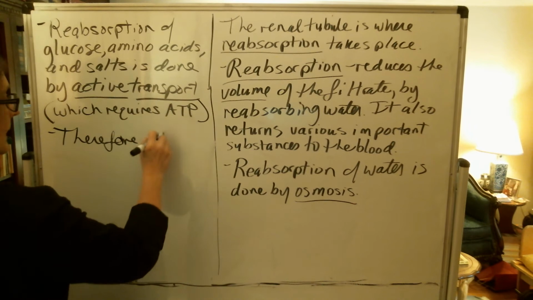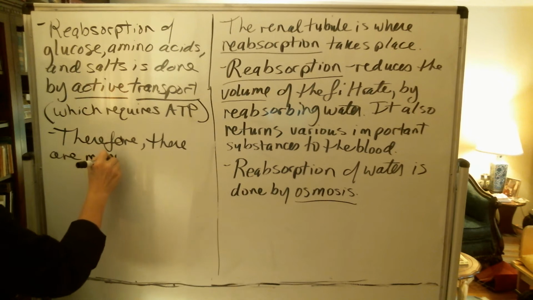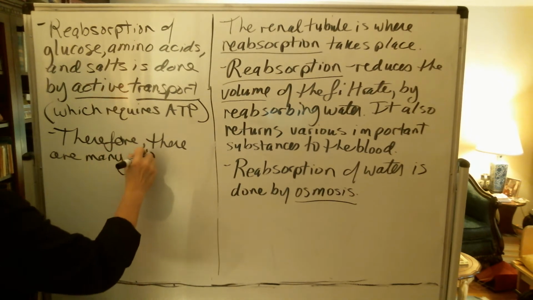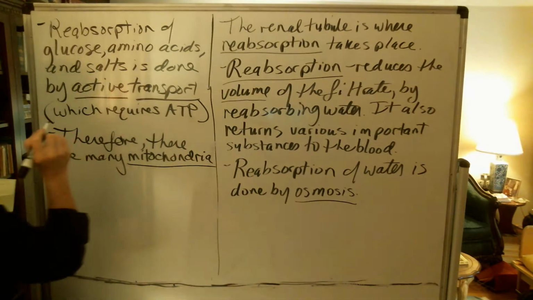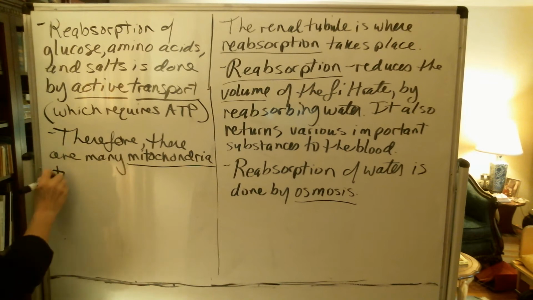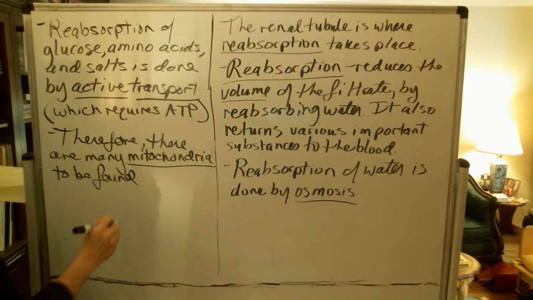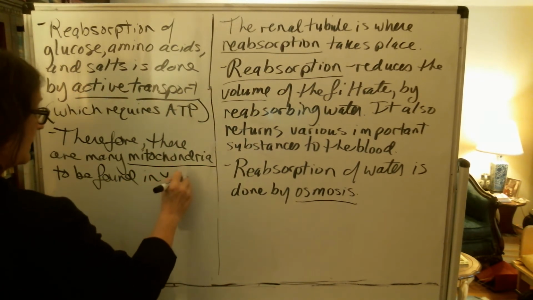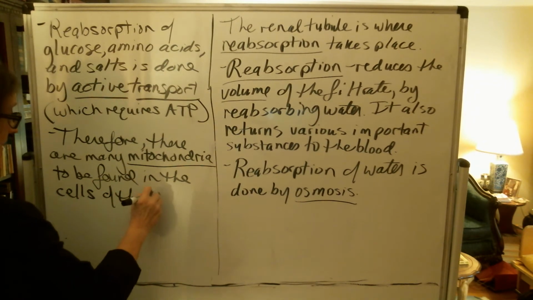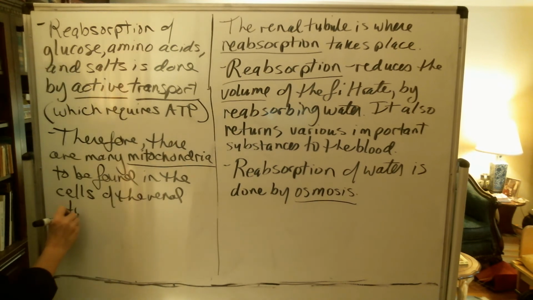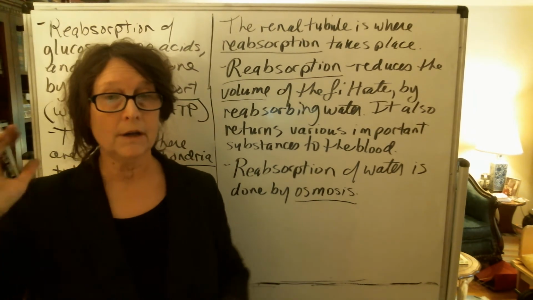Therefore, there are many mitochondria to be found in the cells of the renal tubule. And if you think back to ANP1, you know why.